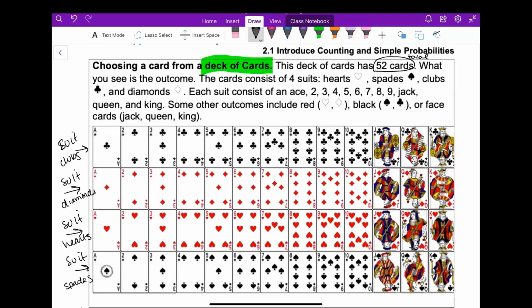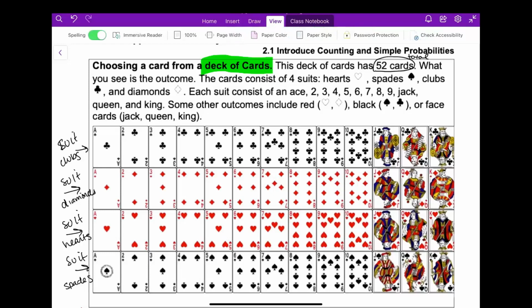So we have 4 suits. Again, 1, 2, 3, 4. And then each suit consists of a 2, 3, 4, 5, 6, 7, 8, 9, 10, an ace, a jack, a king, and a queen. Some other outcomes include red. So we have red cards and we have black cards. We also have face cards. The face cards are jack, queen, and king.